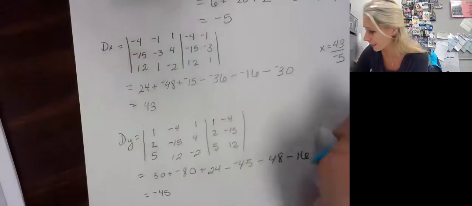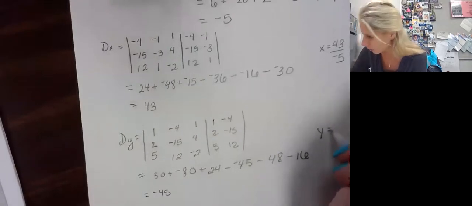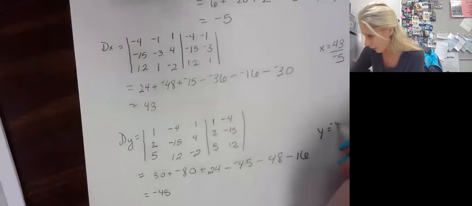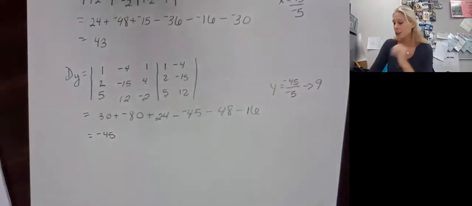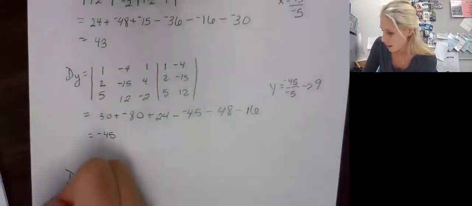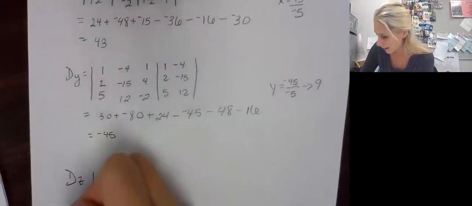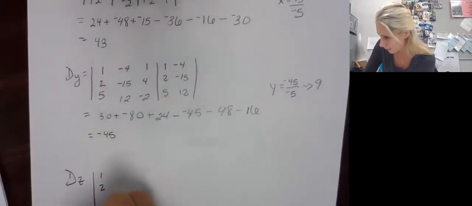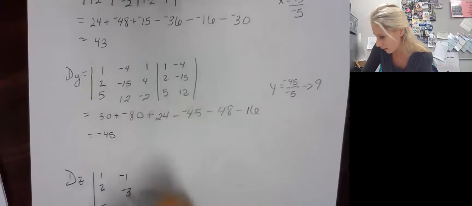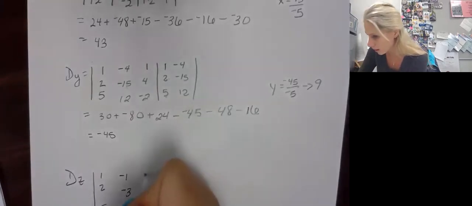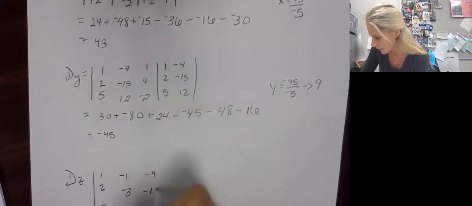That's a little bit better because at least we know that y then equals negative 45 over negative 5, which is a positive 9. So let's try our last one. Hopefully we can check our answer and get this right. All right, we keep our x's the same, 1, 2, and 5. Keep our y's the same, which is negative 1, negative 3, 1. But our z's now are negative 4, negative 15, negative 12.